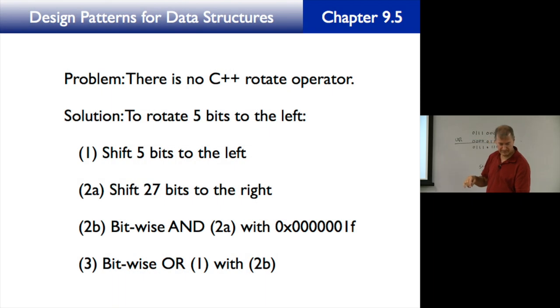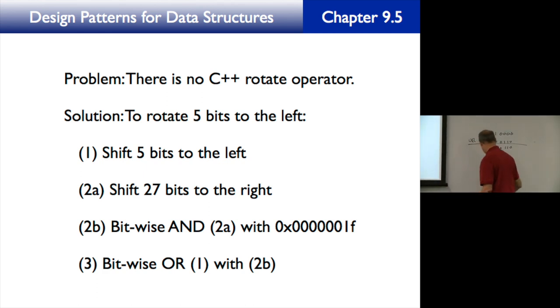Are we good? And so here, the problem is there is no C++ rotate operator. Well, the solution is to do what? Rotate 5 bits to the left. Sorry, there is no rotate. So the solution to rotate 5 bits to the left is to do what? Shift 5 bits to the left. This time what? Shift 27 bits to the right. Are you with me? And then do what? Bitwise OR it with what? 0x0000001f. What's 1f? Why is that 1f?